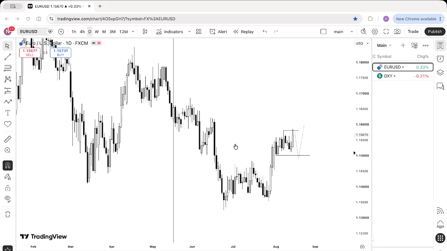What time do you wake up in order to trade London and New York? I wake up at 1 a.m., Brick. I go to bed really early, wake up really early.